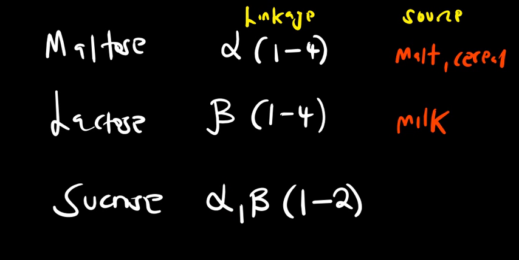Then mostly we're going to find your sucrose in foods like sugar cane. You can find it in sorghum, carrots, sugar beet, to mention but a few. So that is very important for us to know.